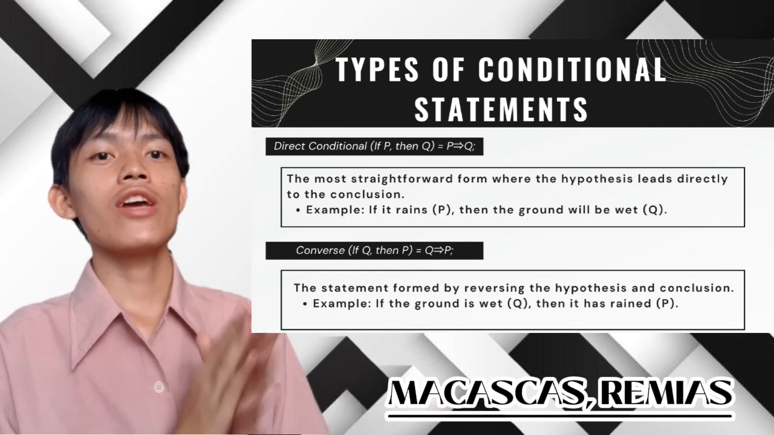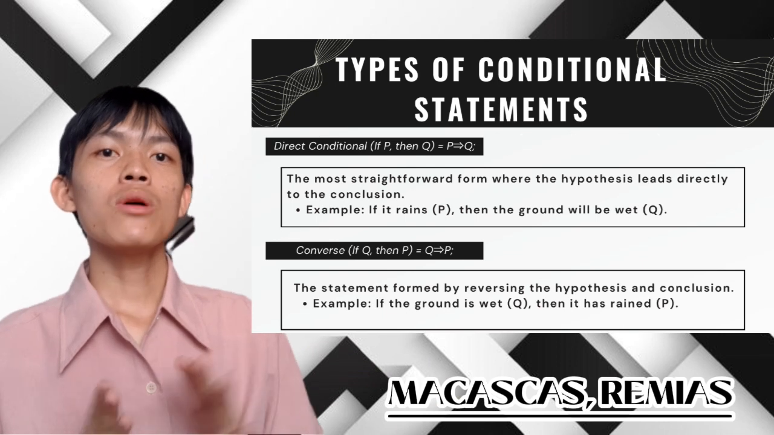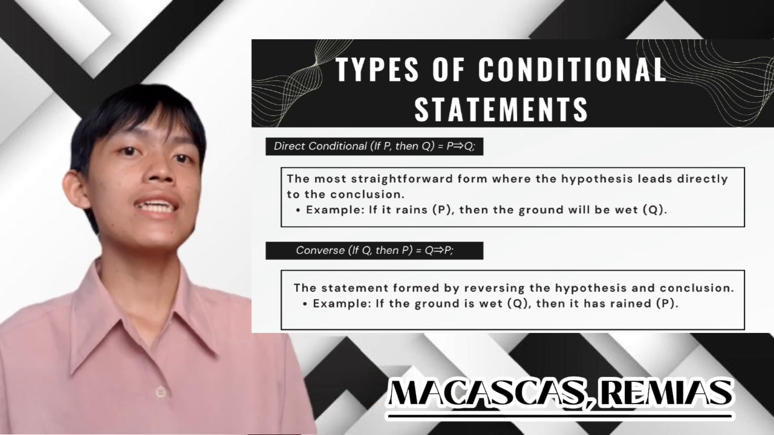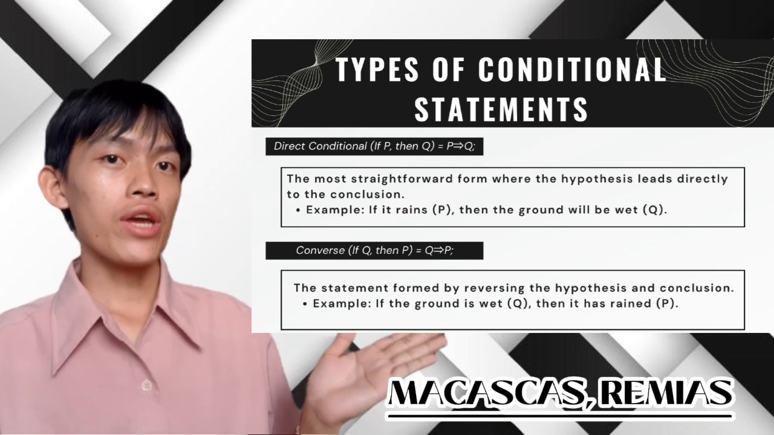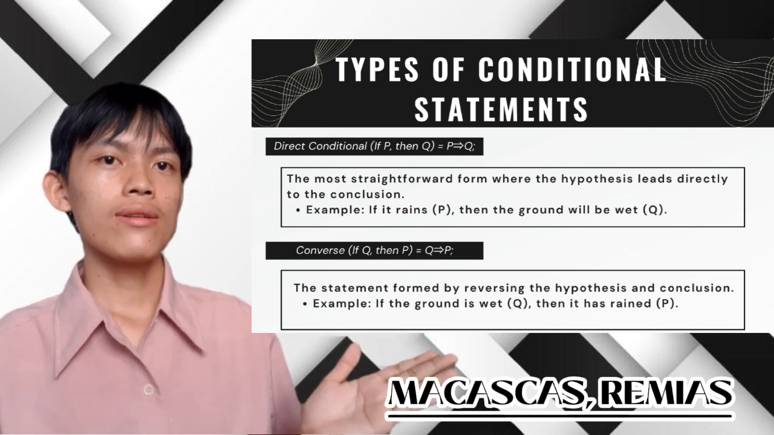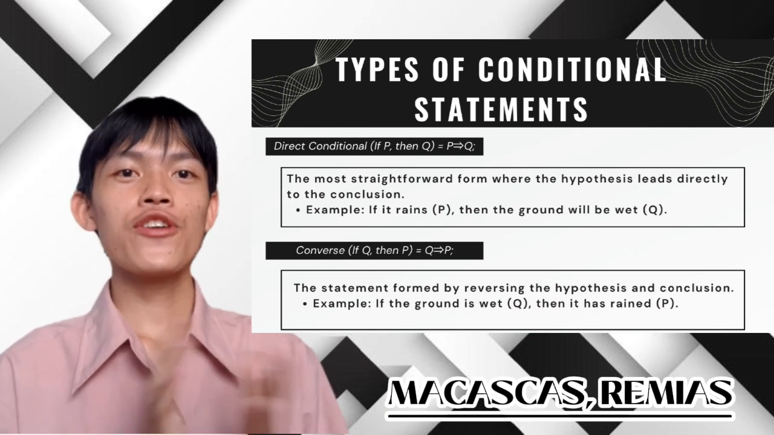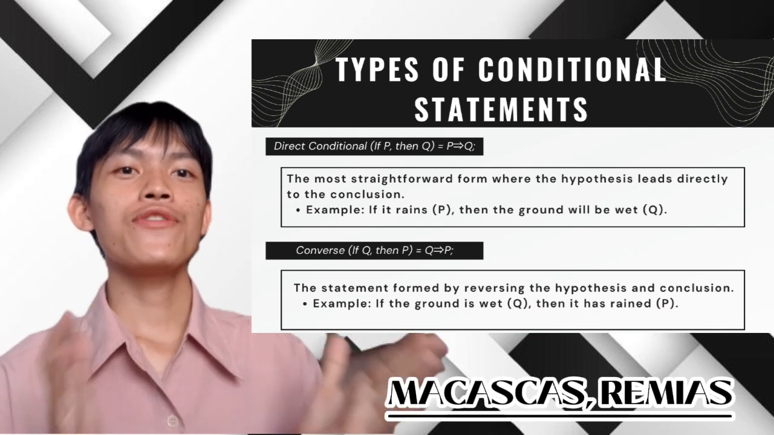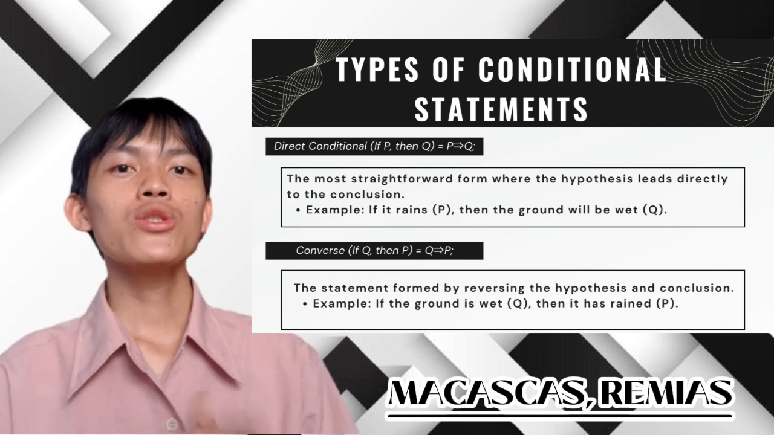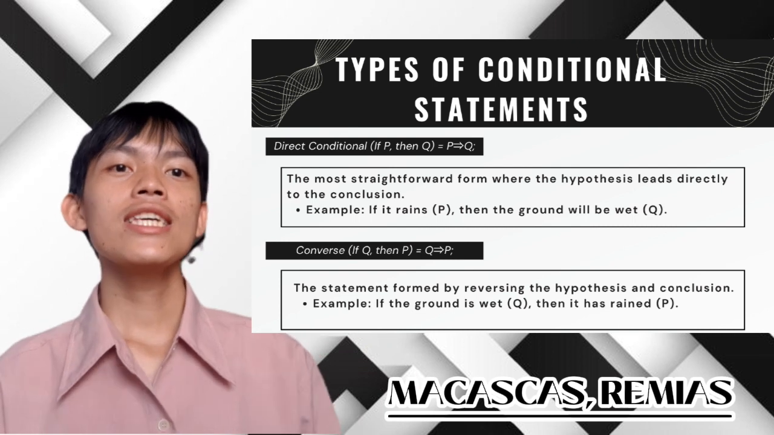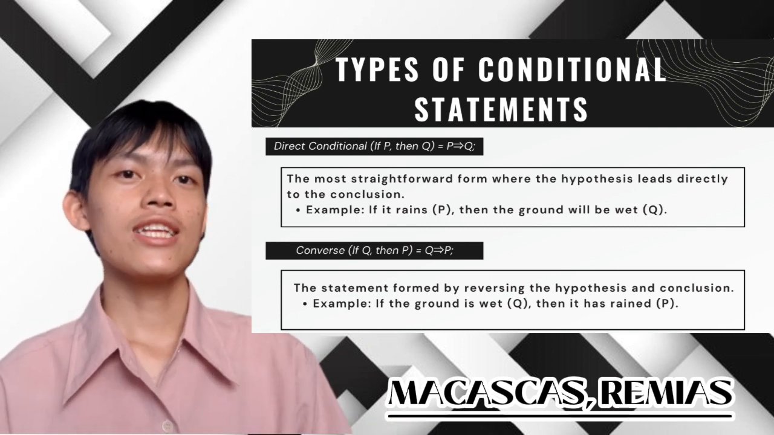We have here the direct condition, which is represented by if P, then Q. This is the most straightforward form that leads the hypothesis directly to the conclusion. Example: if it rains, then the ground will be wet. The next one is the converse, which is represented by if Q, then P. This form reverses the hypothesis and the conclusion. For example, if the ground is wet, then it has rained. See how the hypothesis and the conclusion change positions in the sentence.